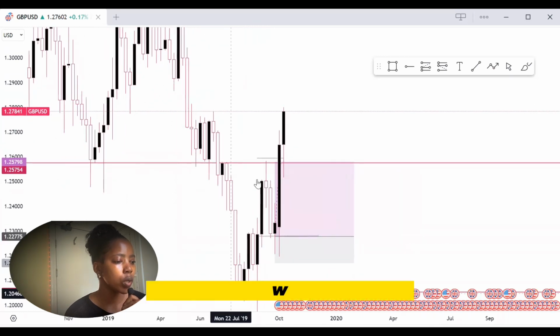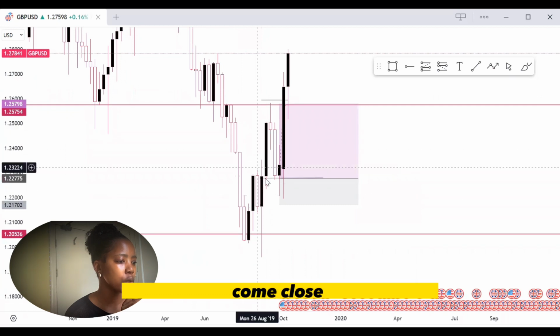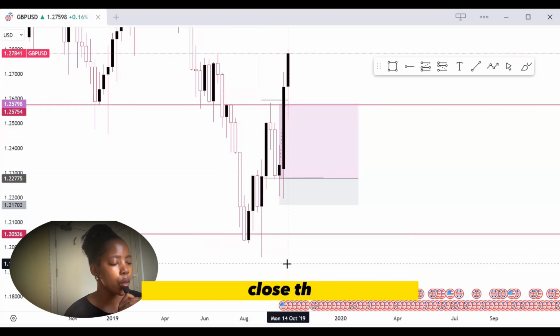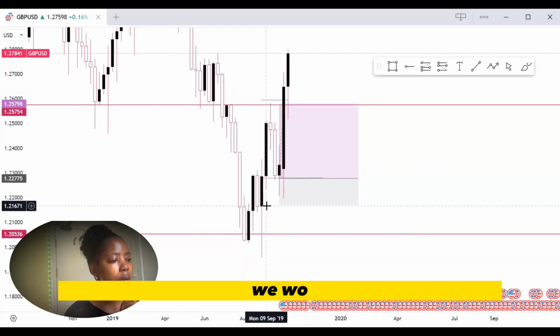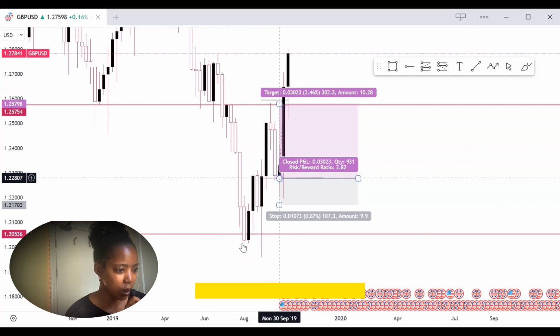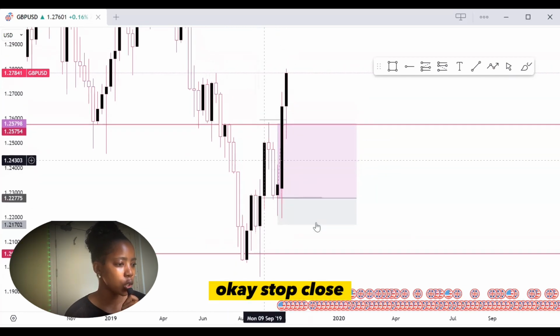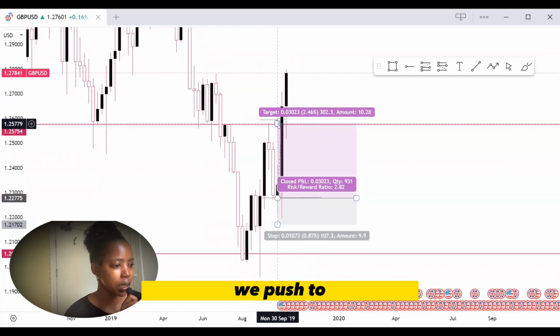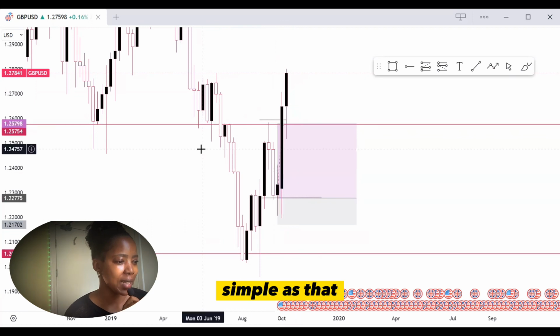And then we wait. We don't care if price comes up because price will do something like this, push up, come close this candle, come down, close those who entered early, but we don't care about that. We would enter when price comes to the middle, come back down on our C. That is A, B, C. C, we enter, okay? Stop loss below the low, we push to the upside. That's it. Simple as that.